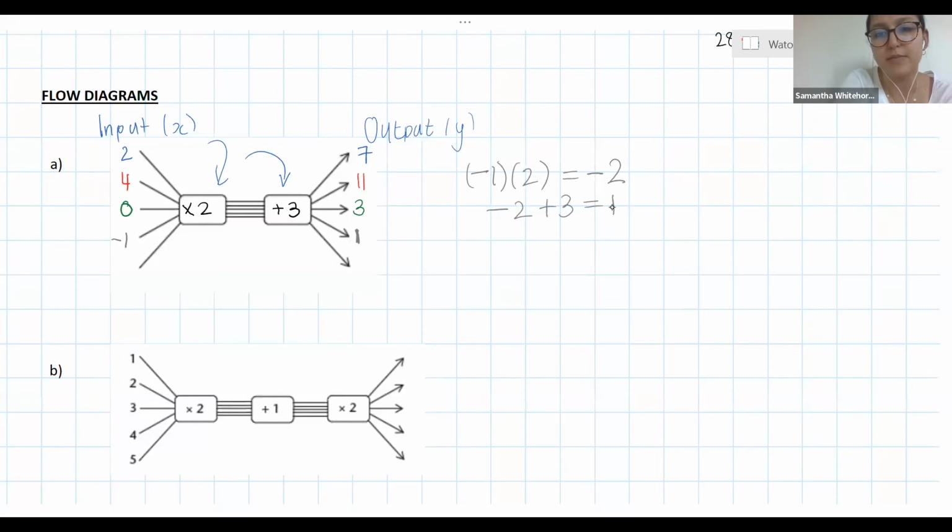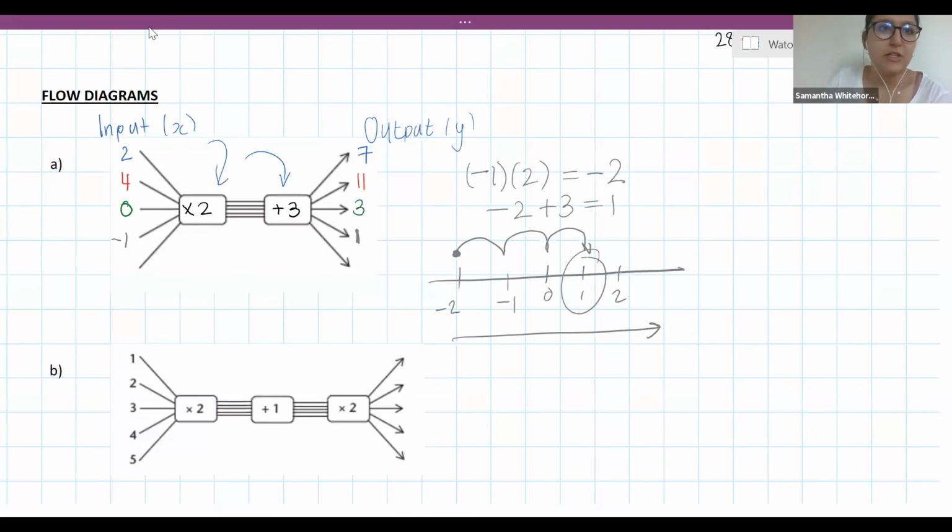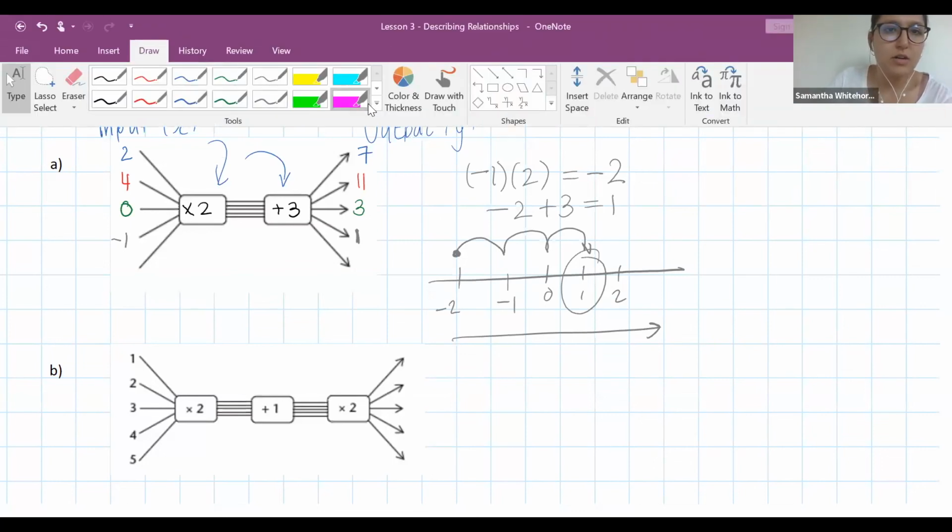Now, sometimes I quite like to use a number line to imagine this, because sometimes adding negatives is quite tricky. So let's say I'm here at -2 and I need to add 3. I'm going to move to the right and I'm going to go 1, 2, 3. And so it gives me a +1. Okay, good.